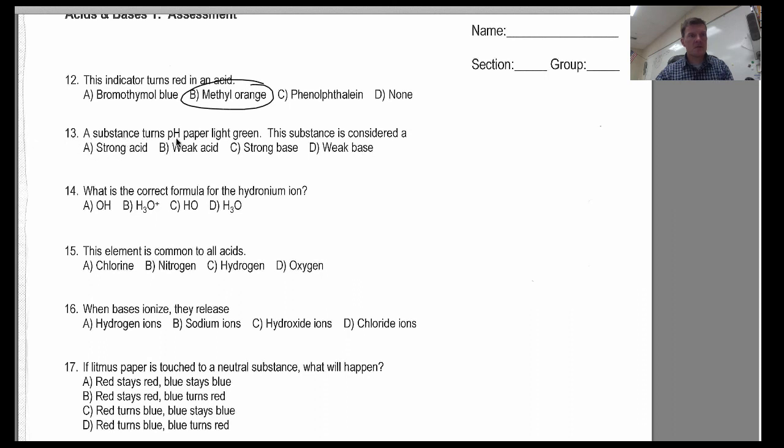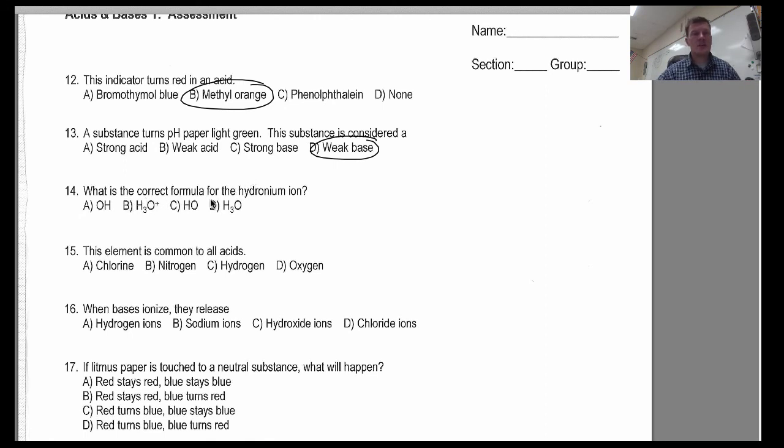Number 13, a substance turns pH paper light green. This substance is considered to be what? Well, remember, this is pH paper. If it's light green, it's not red or orange. It's not blue. It's kind of in the middle. So that's probably going to be a weak base. It's a little more blue than red. It's light green, so it's going to be a weak base.